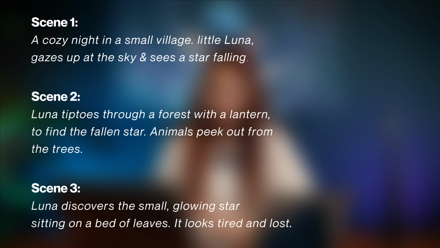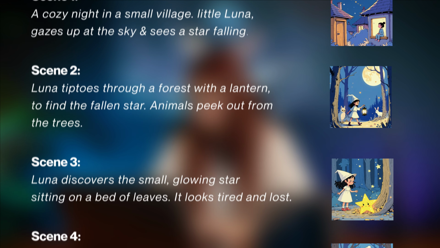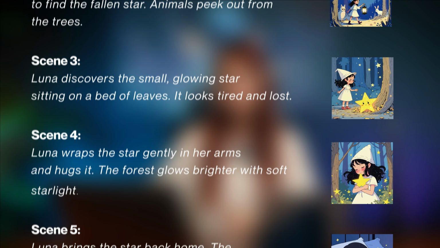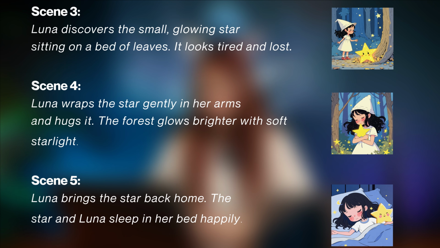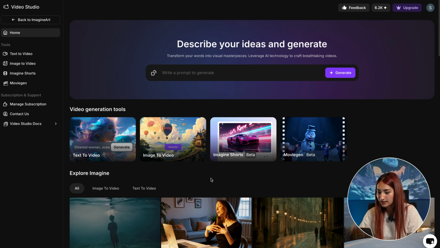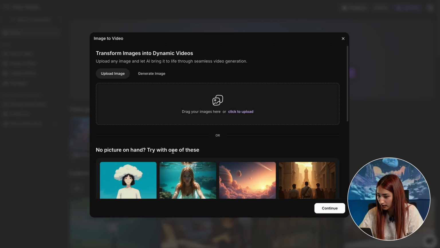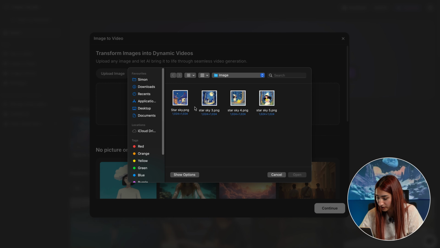Alright, now let's switch gears. We're about to create a short cartoon story using the image-to-video feature. So the first thing that you need to do is have a storyboard. I had a simple story in mind, so I broke it down into different scenes and then generated a unique image for each one. So now we're going to be bringing these images to life scene by scene. So to start, let's head to the image to video tab and upload our first image.